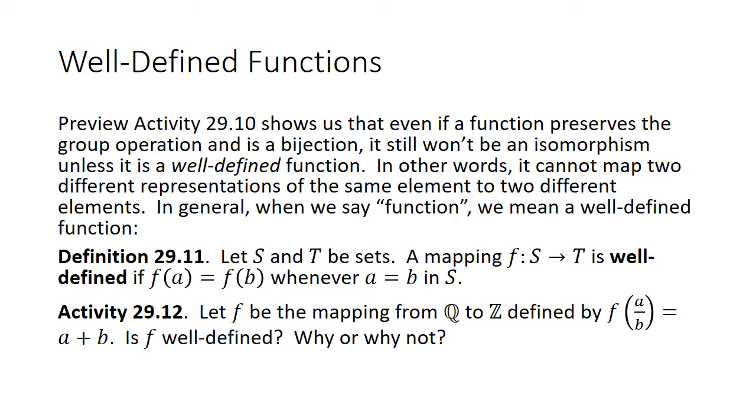And here, just to show you again, I think we had looked at this before, but here's the definition of a well-defined function. Let S and T be sets. A mapping f from S to T is well-defined if f of A equals f of B whenever A equals B in S. So if A and B are the same element, then they need to have the same output from the function. And here's a little activity for you to try. Just look at this mapping here, f from Q to Z, and tell me whether this is well-defined and why. Go ahead and pause the video and try that, then I'll go over it.